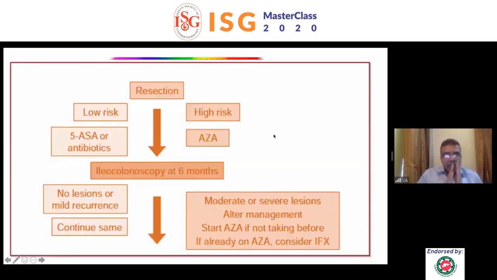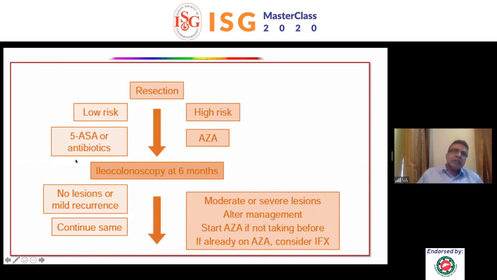So if a patient has undergone resection, do not leave the patient. Ask the surgeon to send the patient back to you. What do you do? Give antibiotics for the first 3 months. You may do an ileocolonoscopy at 3 to 6 months. And if you find according to Rutgers that the patient has high risk, go for azathioprine or TNF-alpha inhibitors, that is biological monoclonal antibodies.